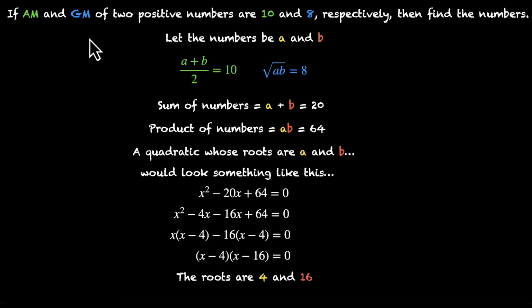And that's it. If we know the AM and GM of two numbers, this is the method that we can use to find the numbers themselves.